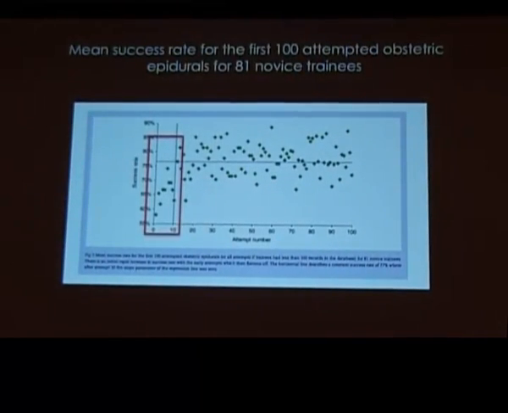One other point I want to make, which is very useful with regards to using CUSUM analysis. This looked at the mean success rates for the first 100 attempted obstetric epidurals for 81 of their trainees. And what they found was that the first 10 attempts are absolutely crucial. So if you're going to concentrate on anything as a senior trainee or as a consultant teaching a novice, I think it's giving them adequate guidance and supervision for those first 10 attempts and making sure their confidence isn't crushed, because the first 10 attempts seem to be the most crucial in getting them up that learning curve.